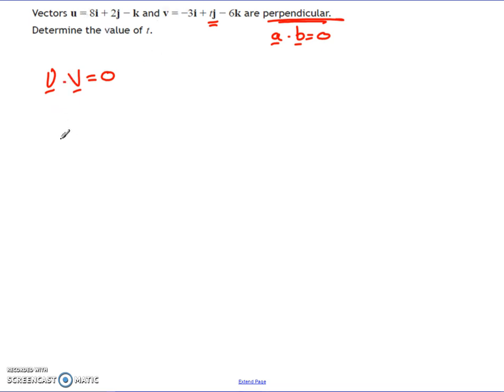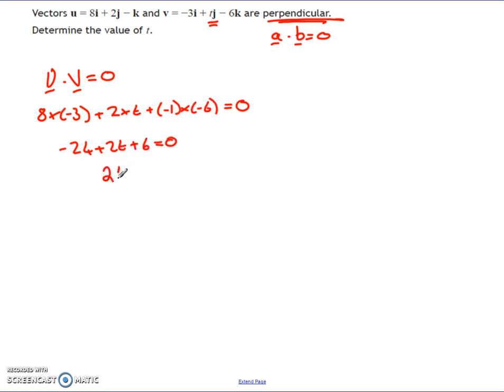So u dot v, work it through as we normally would. First element is 8 times negative 3. It's then plus 2 times t for the second element, then plus negative 1 times negative 6 for the third element. And again, to figure out what t is, we set it equal to 0. 8 times negative 3 is negative 24. 2 times t, so that's plus 2t. Then negative 1 times negative 6 is plus 6, and that equals 0. So we've then got 2t minus 18 equals 0.